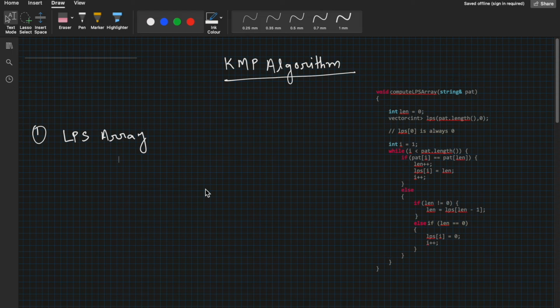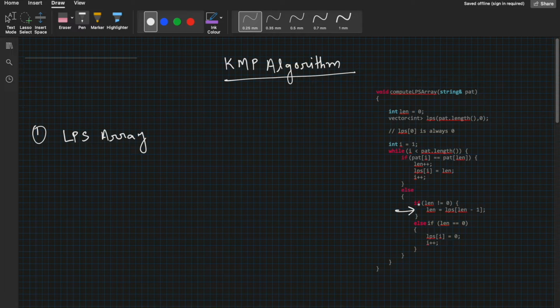Hello everyone, so today I'm going to talk about the KMP algorithm and I'll be discussing how the LPS array works and what's the intuition behind it. If you don't know what KMP algorithm is, please refer to other videos to get a basic understanding and please go through its code. I'm pretty sure you are going to get stuck at this line.